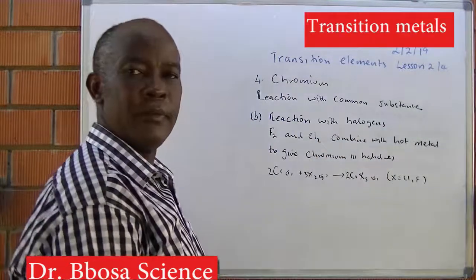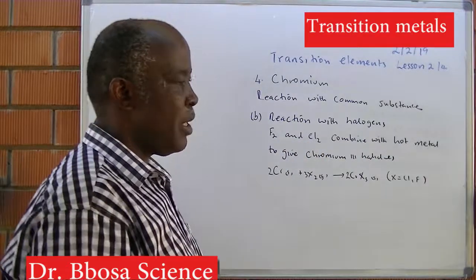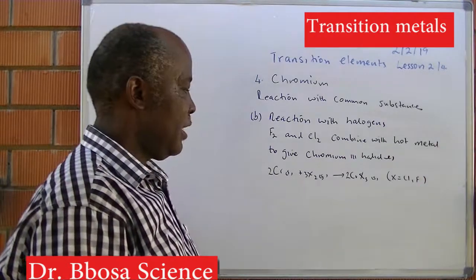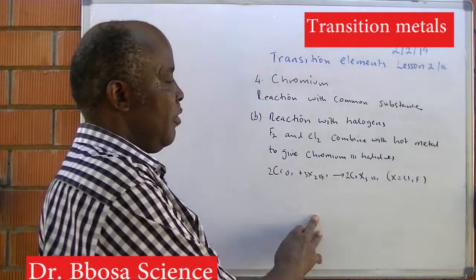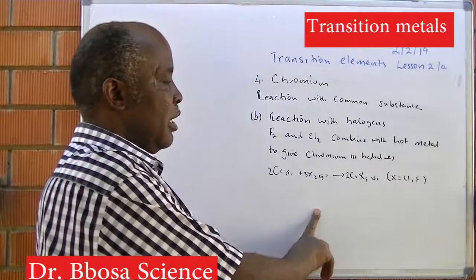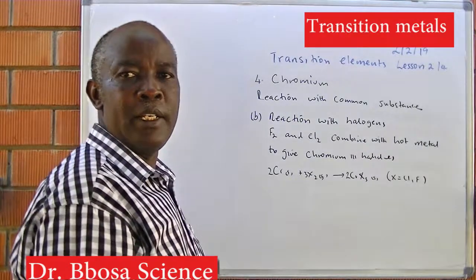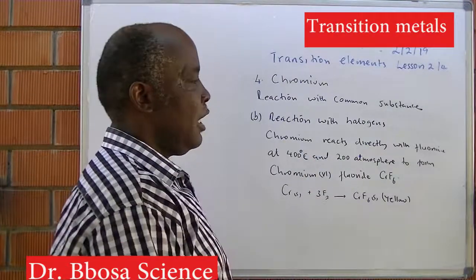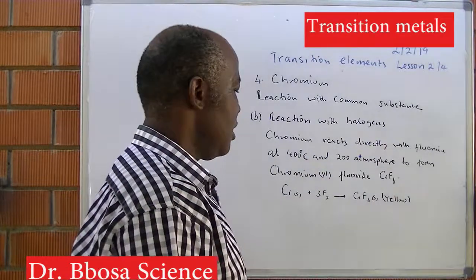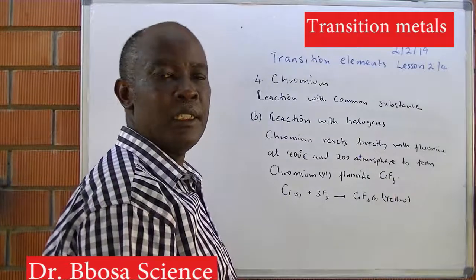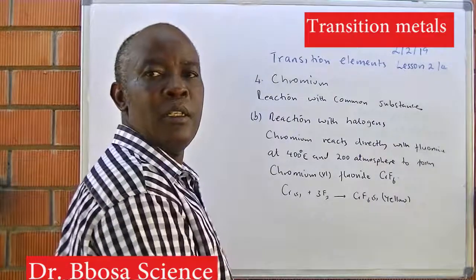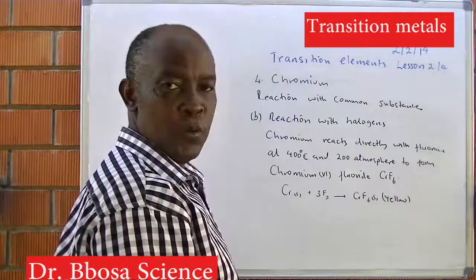Reaction with halogens. Fluorine and chlorine combine with hot metal to give chromium(III) halides. Chromium plus fluorine will give you chromium(III) fluoride, or chromium plus chlorine will give you chromium(III) chloride. Chromium reacts directly with fluorine at 400 degrees Celsius and 200 atmospheres to form chromium(VI) fluoride, which is yellow.